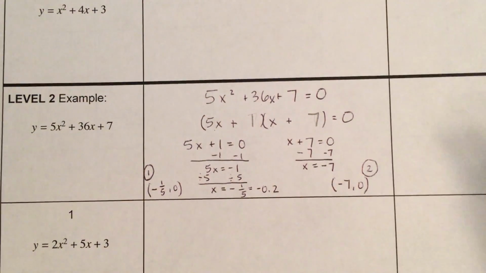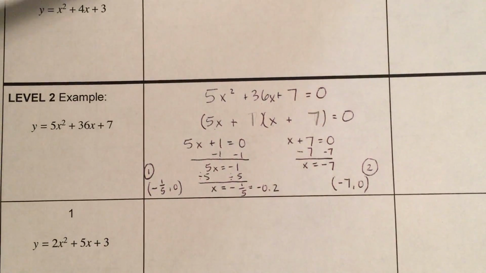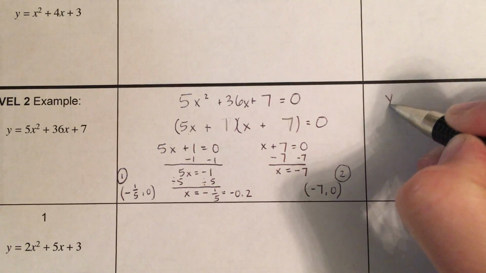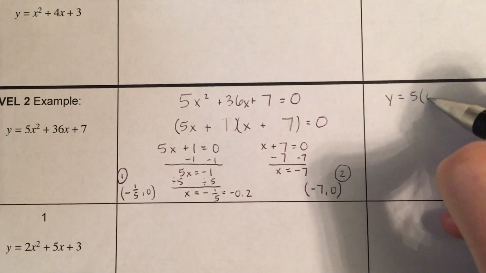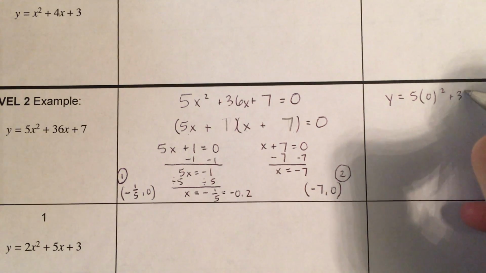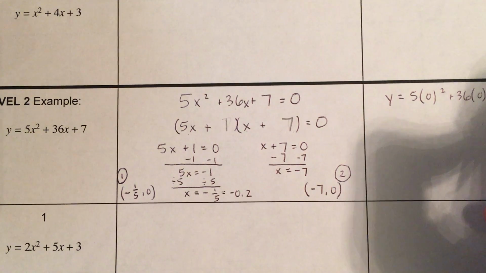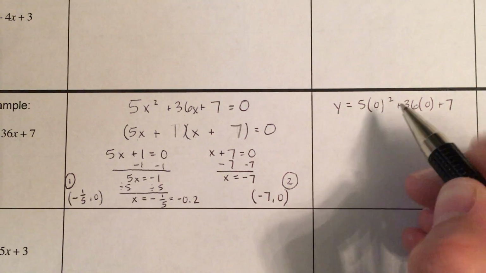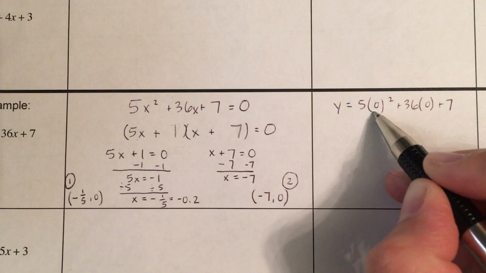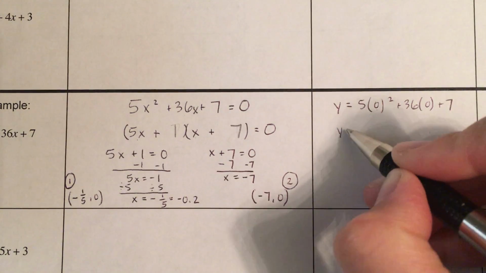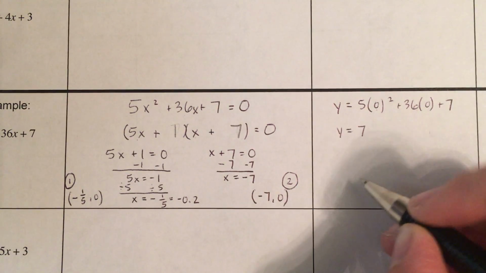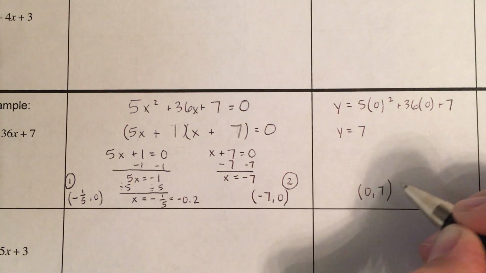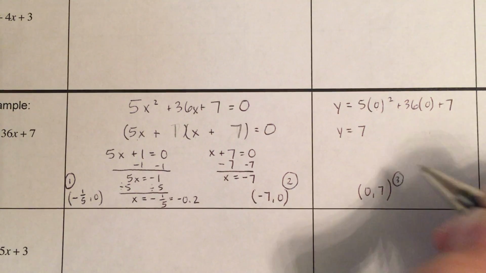Okay, now let's go on to the y-intercepts. So the y-intercept, I'm plugging in 0 for x. So this is 0 squared is 0 times 5 is 0. 36 times 0 is 0. This is 0 plus 7. So that's 7. Okay, so the y-intercept is 0, 7. We're going to call that point number 3 when we go to graph it.